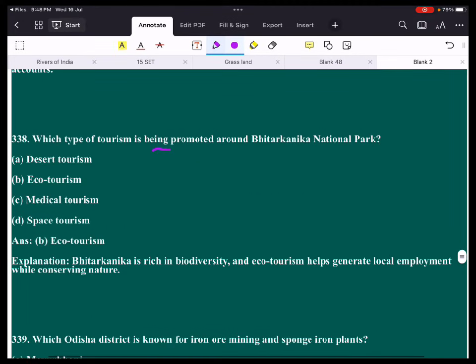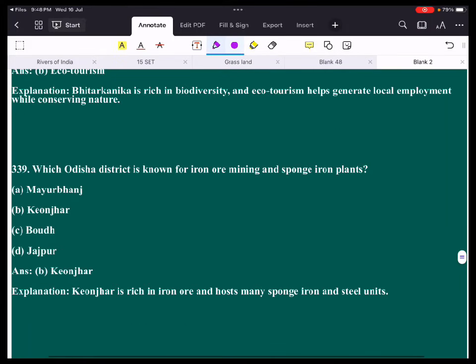Which type of tourism is being promoted around Bhitarkanika National Park? That is option B, eco-tourism. Which Odisha district is known for iron ore mining and sponge iron plants? That is option B, Keonjhar.